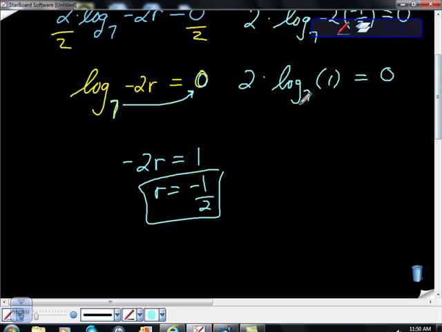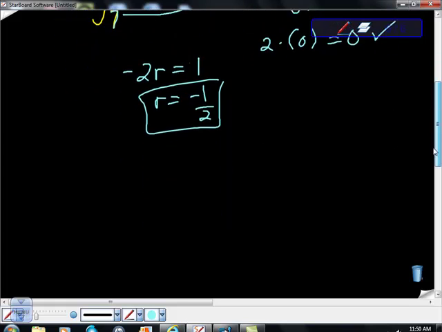Now I'm going to evaluate log base 7 of 1. It says 7 raised to what power is 1, and that's 0. So you evaluate that, we get 2 times 0 equals 0, and check mark, it does. So that's that answer. Hopefully that was helpful.